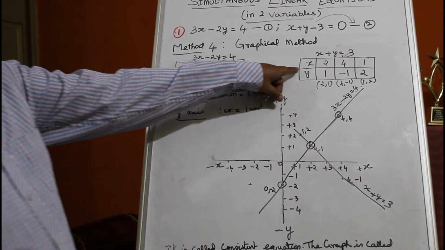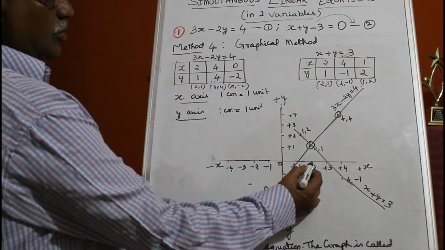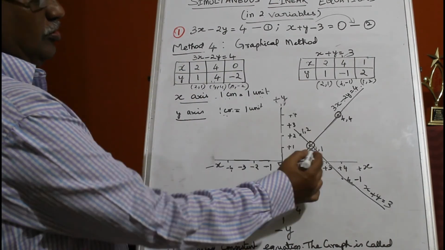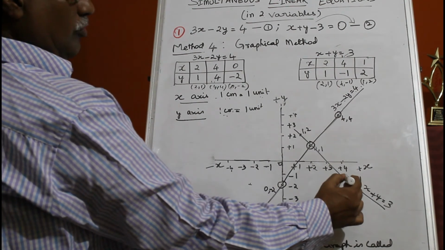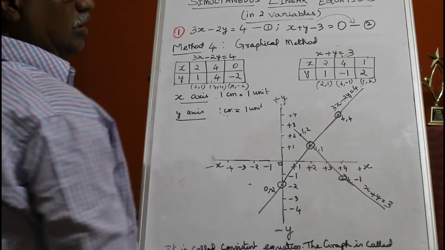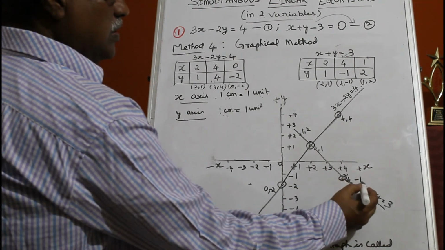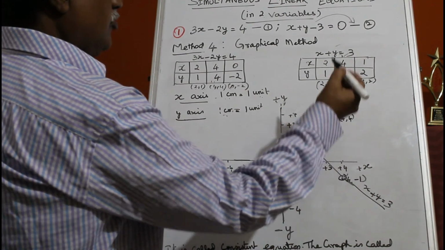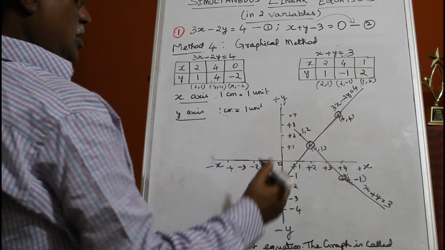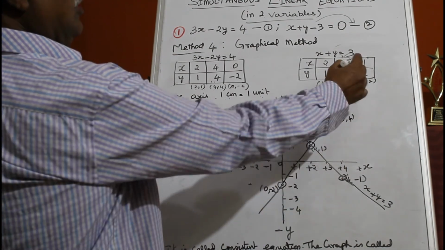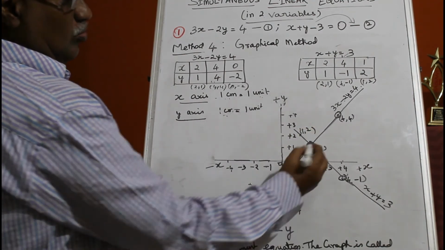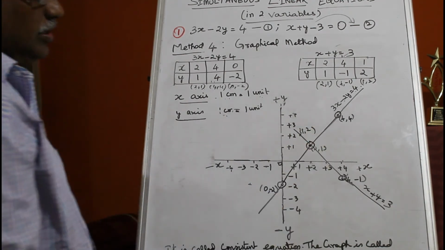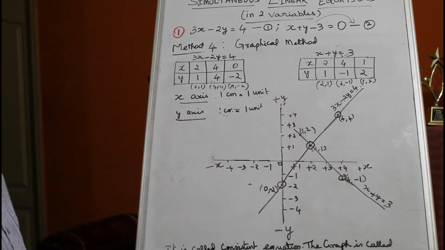Now plot the second table. 2 comma 1. Look here, the same point you are getting, 2 comma 1. This is called the solution set. 4 comma minus 1 will come down, it will come here. 4 comma minus 1. The last one is 1 comma 2. 1 comma 2 is here. Draw the second line. Both lines cut at this point. This is called intersecting lines.